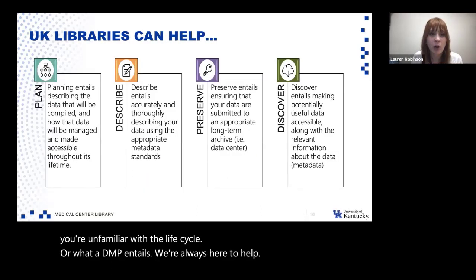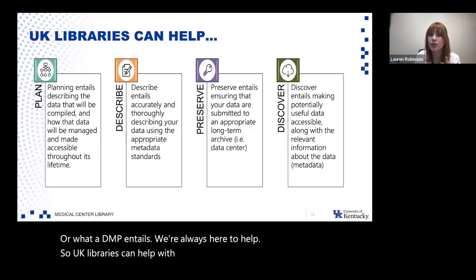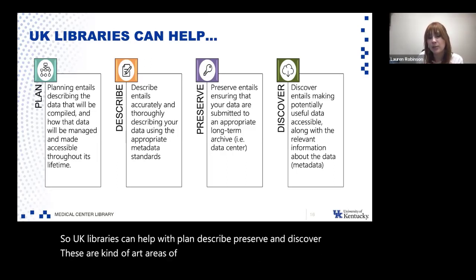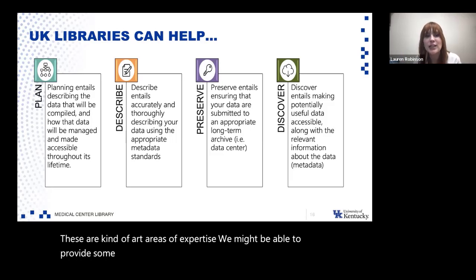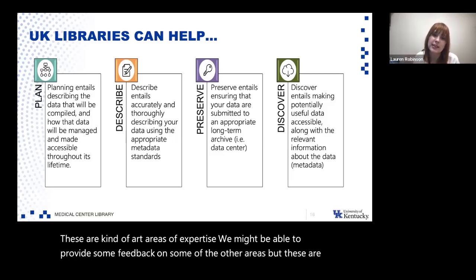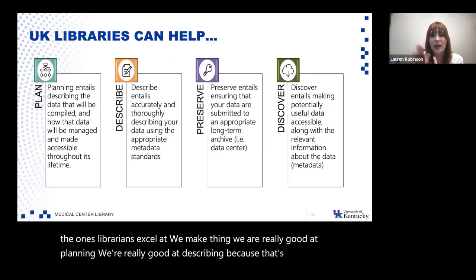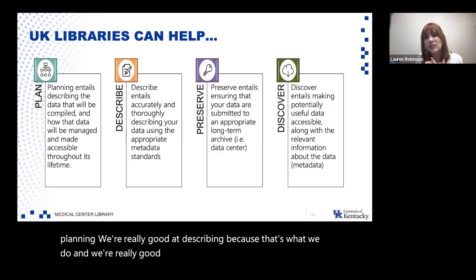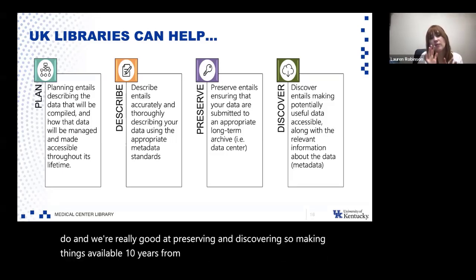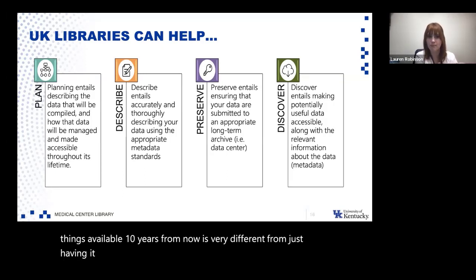So UK Libraries can help with plan, describe, preserve, and discover. These are kind of our areas of expertise. We might be able to provide some feedback on some of the other areas, but these are the ones librarians excel at. We are really good at planning. We're really good at describing because that's what we do. And we're really good at preserving and discovering. So making things available 10 years from now is very different from just having it in a storage medium.